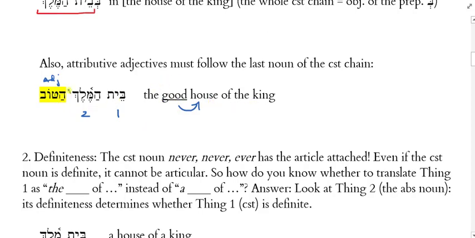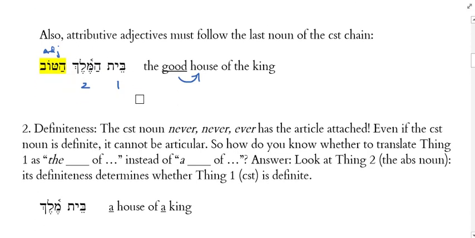Normally, I'd want my attributive adjective to go right after the thing it modifies. But can I say Beit HaTov HaMelech? And the answer is no, because in construct chains, nothing can come between thing one and thing two. These two form a unit, and any modifiers have to go after. So I can't do what I normally do with the attributive adjective.